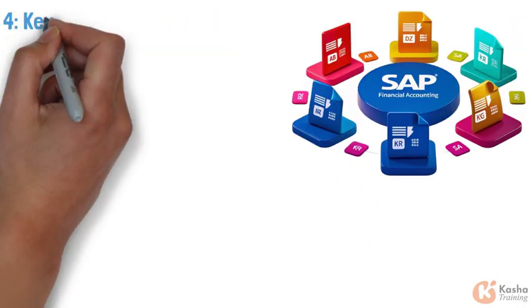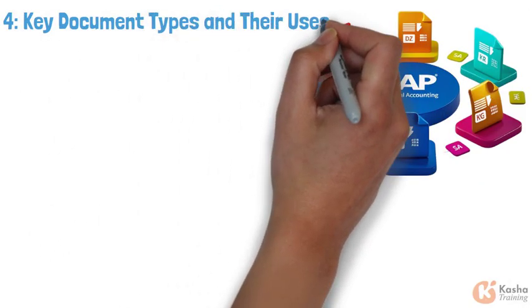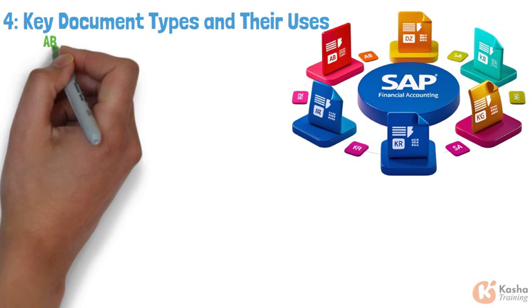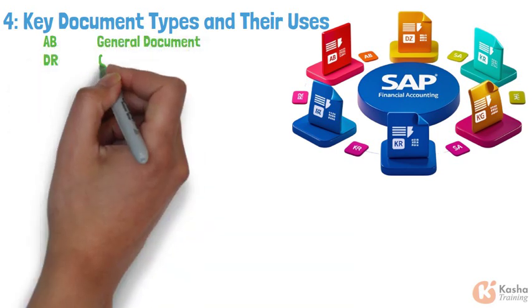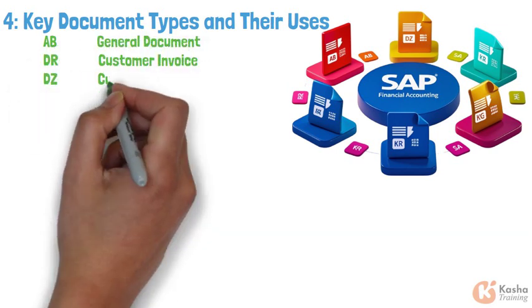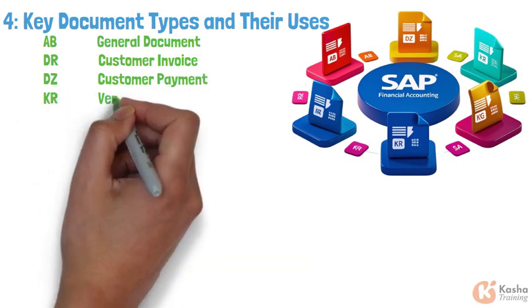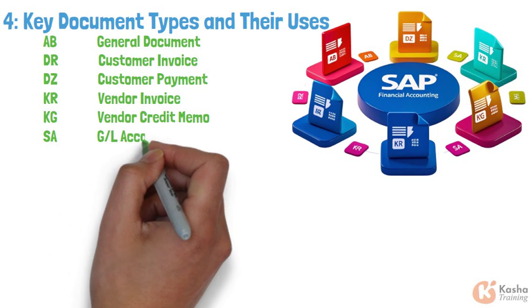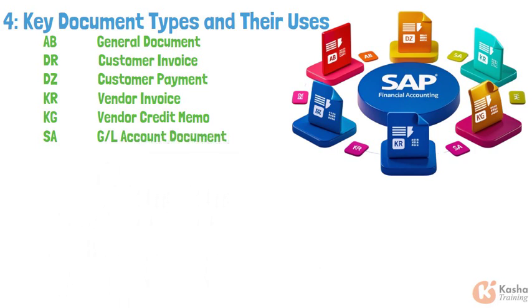4. Key document types and their uses. Let's explore some key document types and their specific uses. Document type, description: UB, General Document; DR, Customer Invoice; DZ, Customer Payment; KR, Vendor Invoice; KG, Vendor Credit Memo; SA, GL Account Document. Each of these document types serves a unique purpose in financial transactions, ensuring accurate recording and reporting.